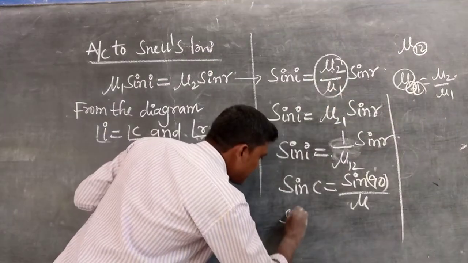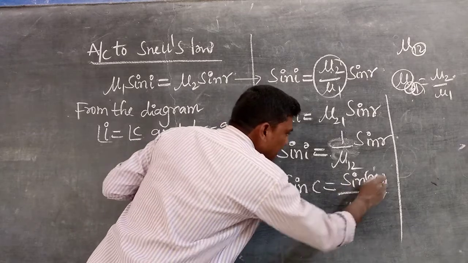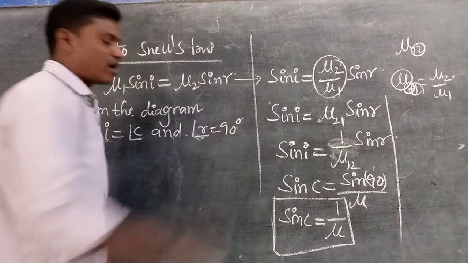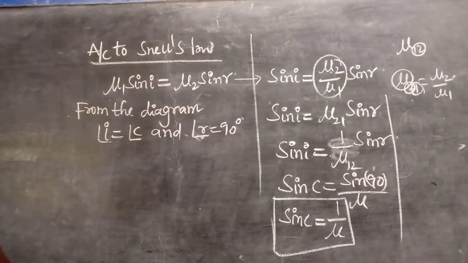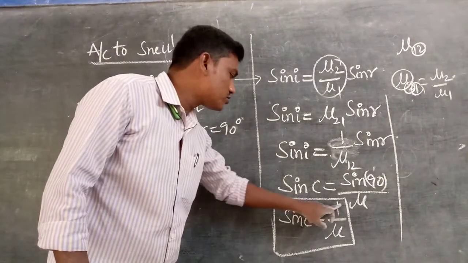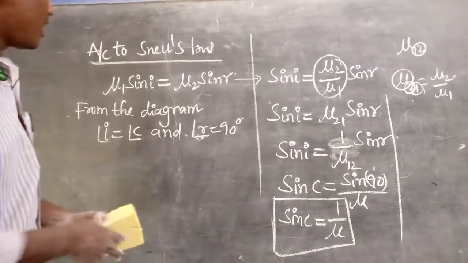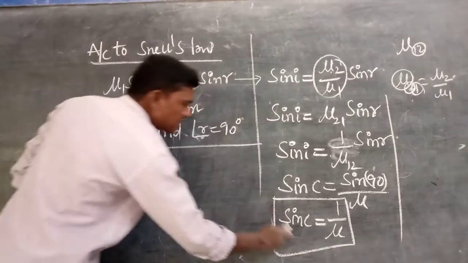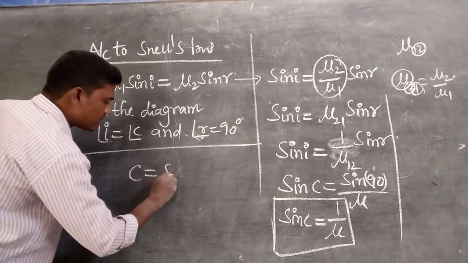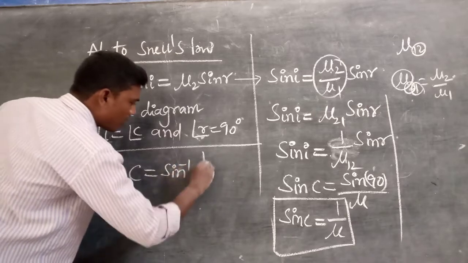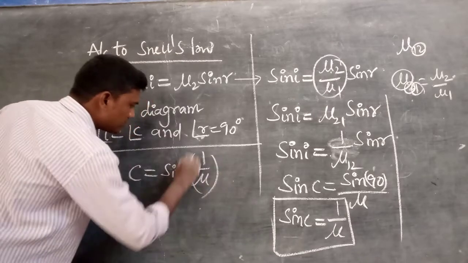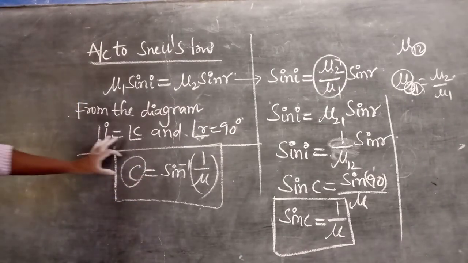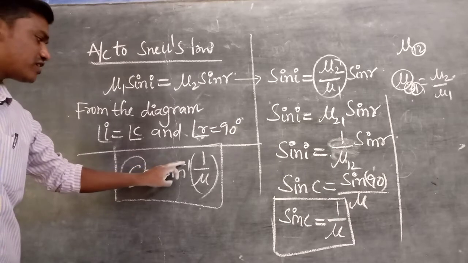So here sin C is equal to sin 90 over mu, which is 1 by mu. This is the formula to find the critical angle: sin C is equal to 1 upon mu. Sin is transferred to the other side, so C is equal to sin inverse 1 upon mu. So this is the main formula to find the critical angle. Critical angle C is equal to sin inverse 1 upon mu.